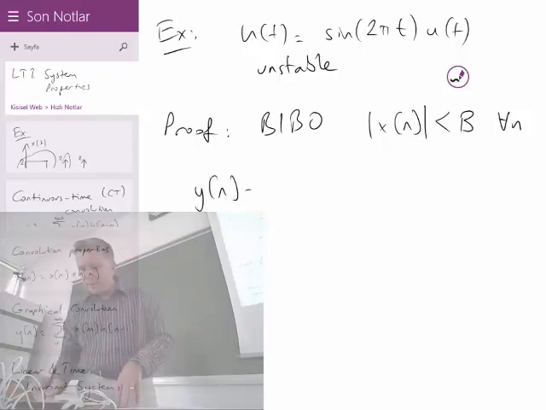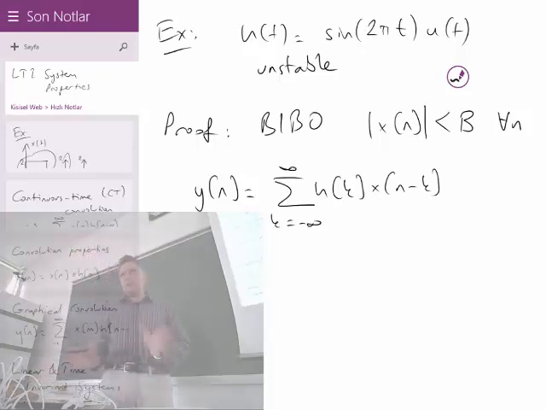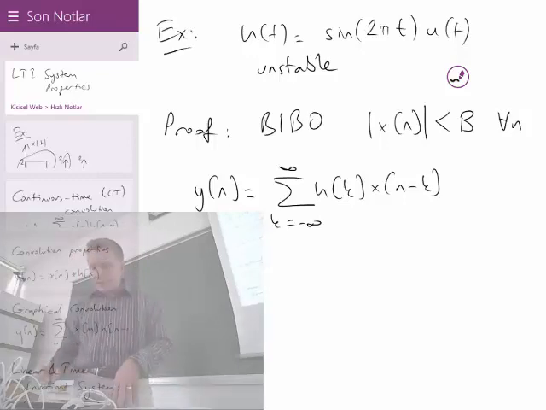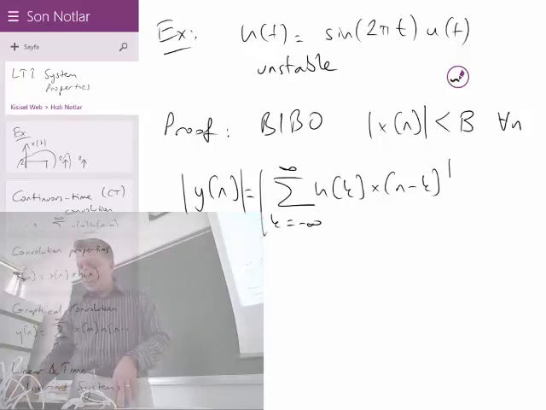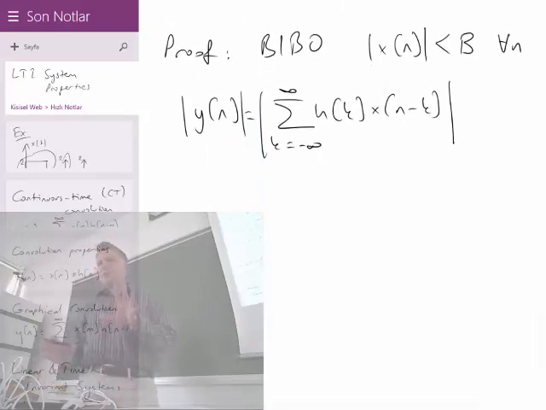Then y of n is the convolution of h and x, the sum over k from minus infinity to infinity of h of k times x of n minus k. This is the input-output relation, the convolution. Now I'm going to put absolute values on both sides of the equation. Then from the triangular inequality, the absolute value of a plus b is always less than or equal to the absolute value of a plus the absolute value of b.